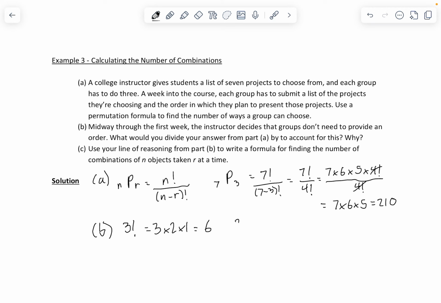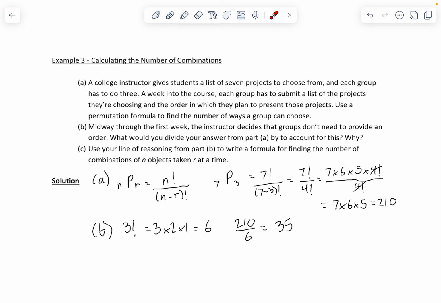Okay, so 210 divided by 6 gives me 35 combinations, right? So this is saying there are 210 ways that you can select 3 projects from a group of 7 projects and order those in a specific way. However, if we don't care about order, there are 35 ways of just selecting 3 projects from a group of 7, right? If we don't care about ordering those.